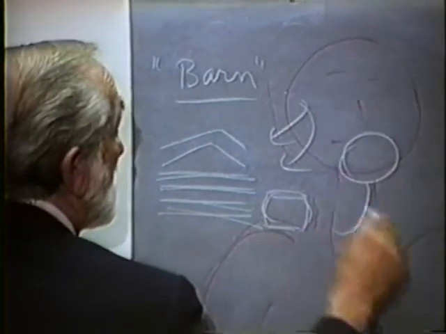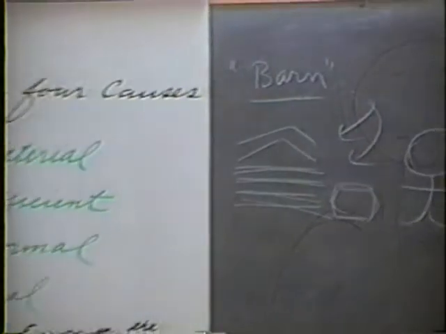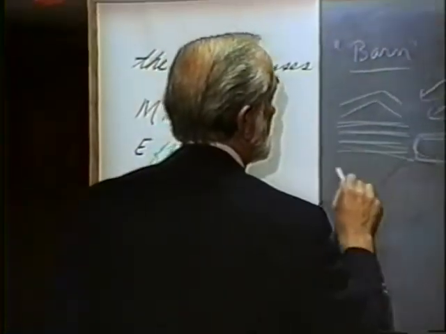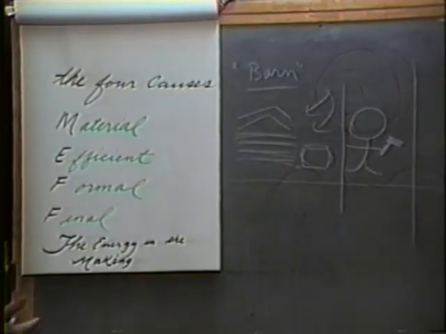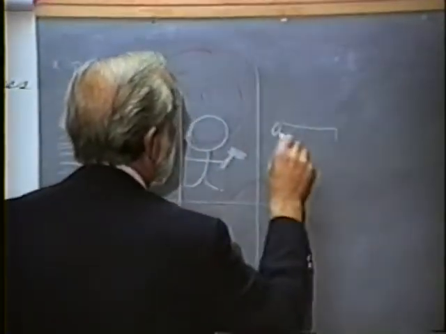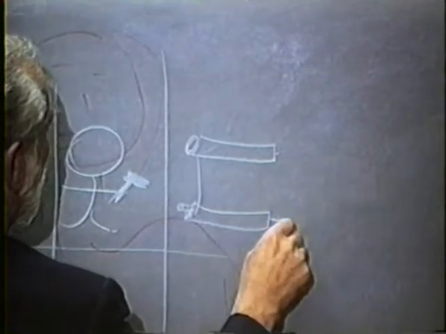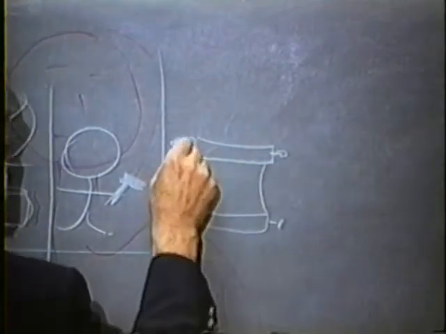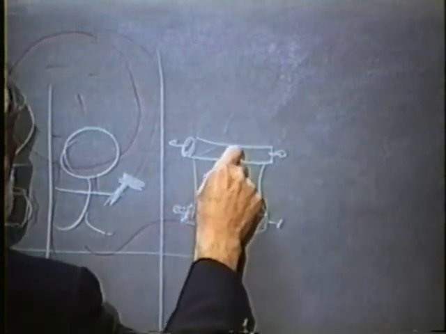Well, just because you have the materials doesn't mean it will come into existence. You must have an efficient cause, a workman, or someone or something that puts them together. That's called an efficient cause. So we have a material cause, an efficient cause. But even though you have workmen and materials, you can't do anything unless you have some plan, some idea of what you're going to be making. And that's called the formal cause. That's our blueprint, as it were, of our barn.